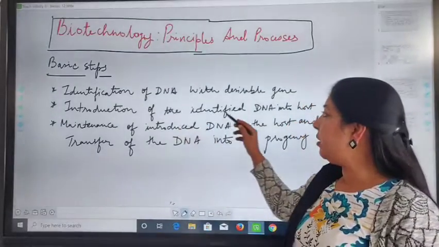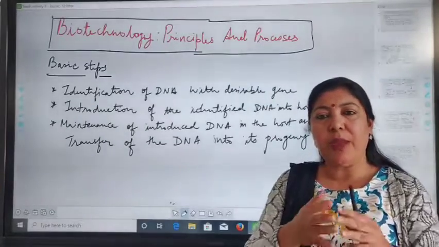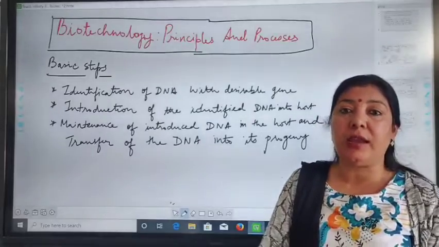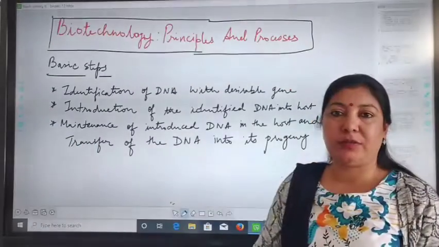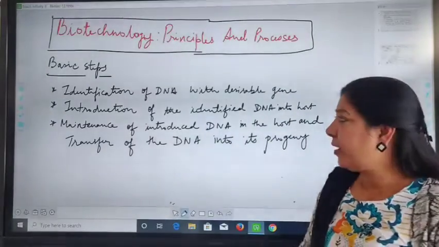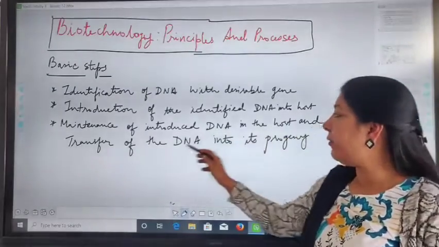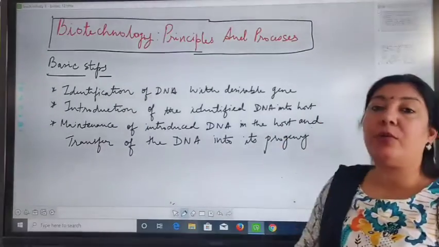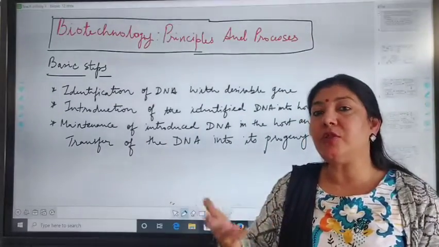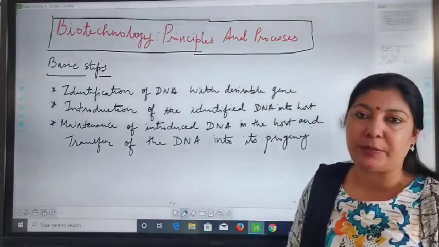Second is introduction of the identified DNA into the host. A big process is there. How do we introduce this DNA into the host? Then ultimately, our aim, maintenance of introduced DNA in the host and transfer of DNA into the progeny so that the recombined DNA is able to multiply itself. So these are the three main basic steps.